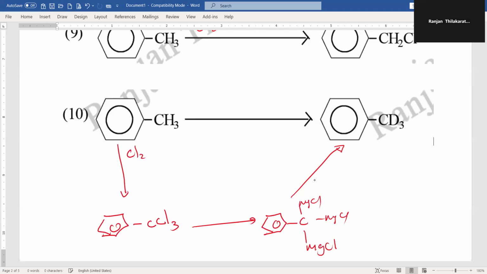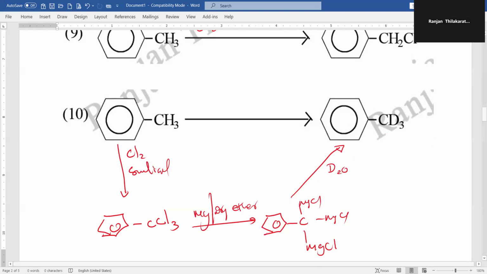In this case, you have to add excess chlorine, then you will get this product with the sunlight. Then you will get chlorine attached to this. Then you can add magnesium and dry ether to this product, and finally you will add D2O, DCl. Then you will get the product like this, deuterium substituted toluene. All these I think I have done in the theory part, so you can go through that.